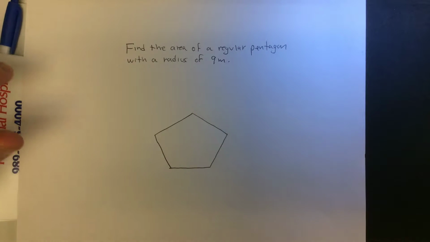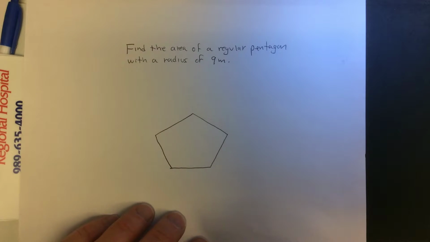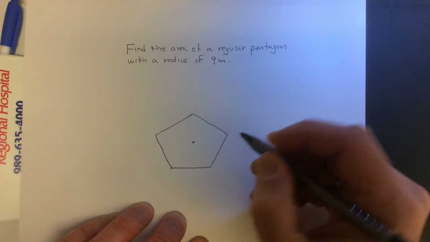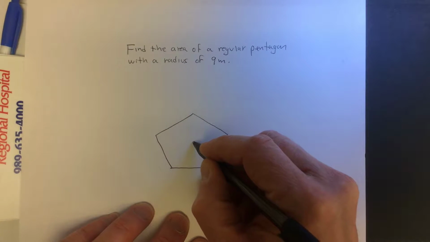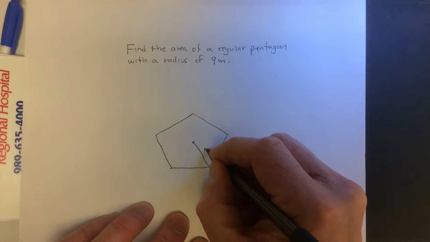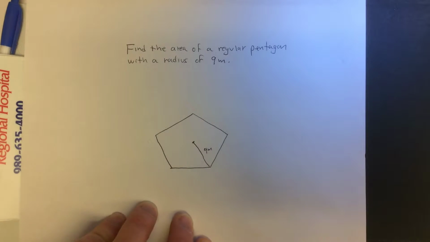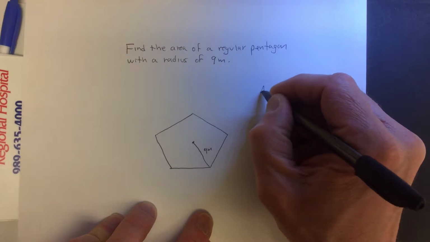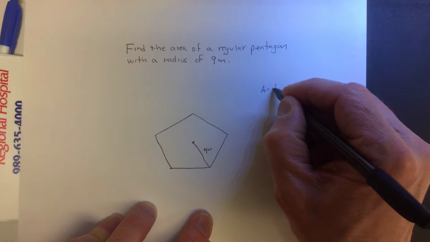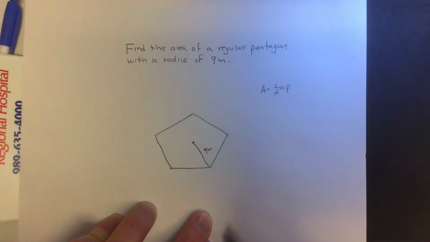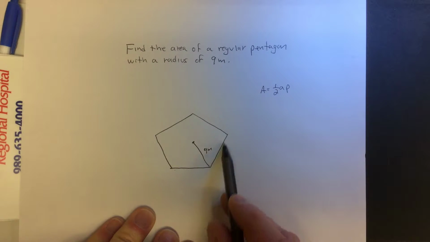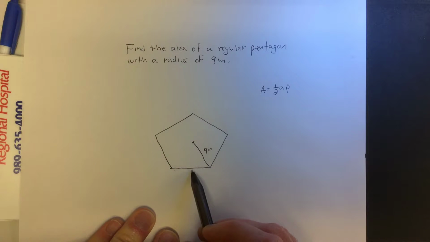Okay, in this example problem, I want to find the area of a regular pentagon with radius 9 meters. So when we draw the radius, remember the radius is from the center to a vertex, and that is 9 meters. We're going to follow the same formula. Area is equal to 1/2 apothem times perimeter. So I need to find the perimeter, and I need to find the apothem.